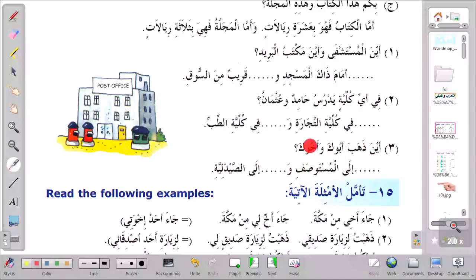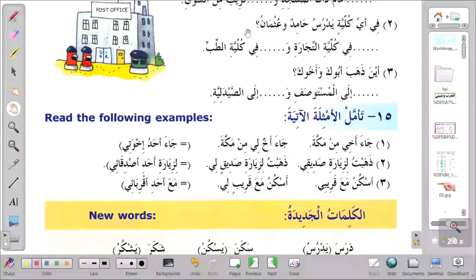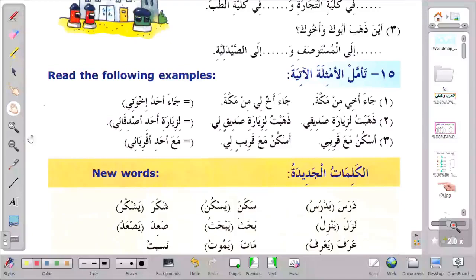وأما أخي فذهب إلى الصيدلية. He went to the صيدلية. صيدلية is a pharmacy, the place where they sell medicine, and there's the pharmacy we know. So تأملوا الأمثلة الآتية. Okay. جاء أخي من مكة. جاء أخ لي من مكة.